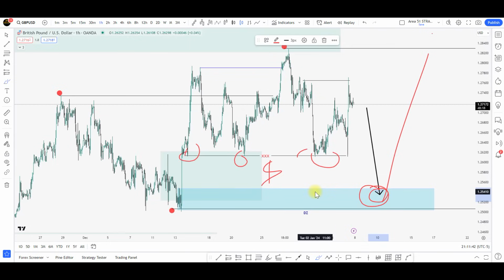All right. And right now I'm just sitting on my hands and I'm not doing anything. You can scalp it on the low time frame, but I will be waiting until price comes back to this zone. All right.